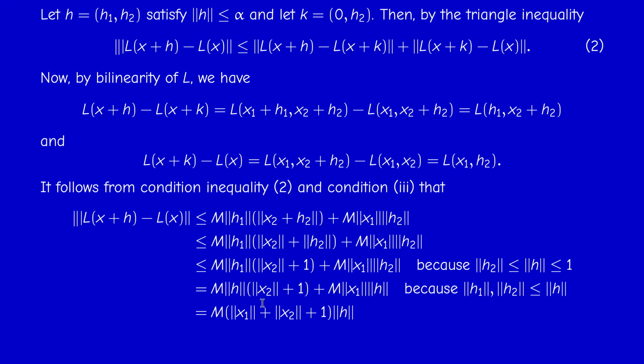And now, by my choice of alpha, if the norm of h is less than alpha, so it's less than epsilon over this quantity, so this quantity times h is less than epsilon. And that's it. Okay, now you understand where this formula for alpha comes from. So when searching for this alpha, we start by doing these estimates, and then we arrive at something. Okay, and then we can reason backward if you like.